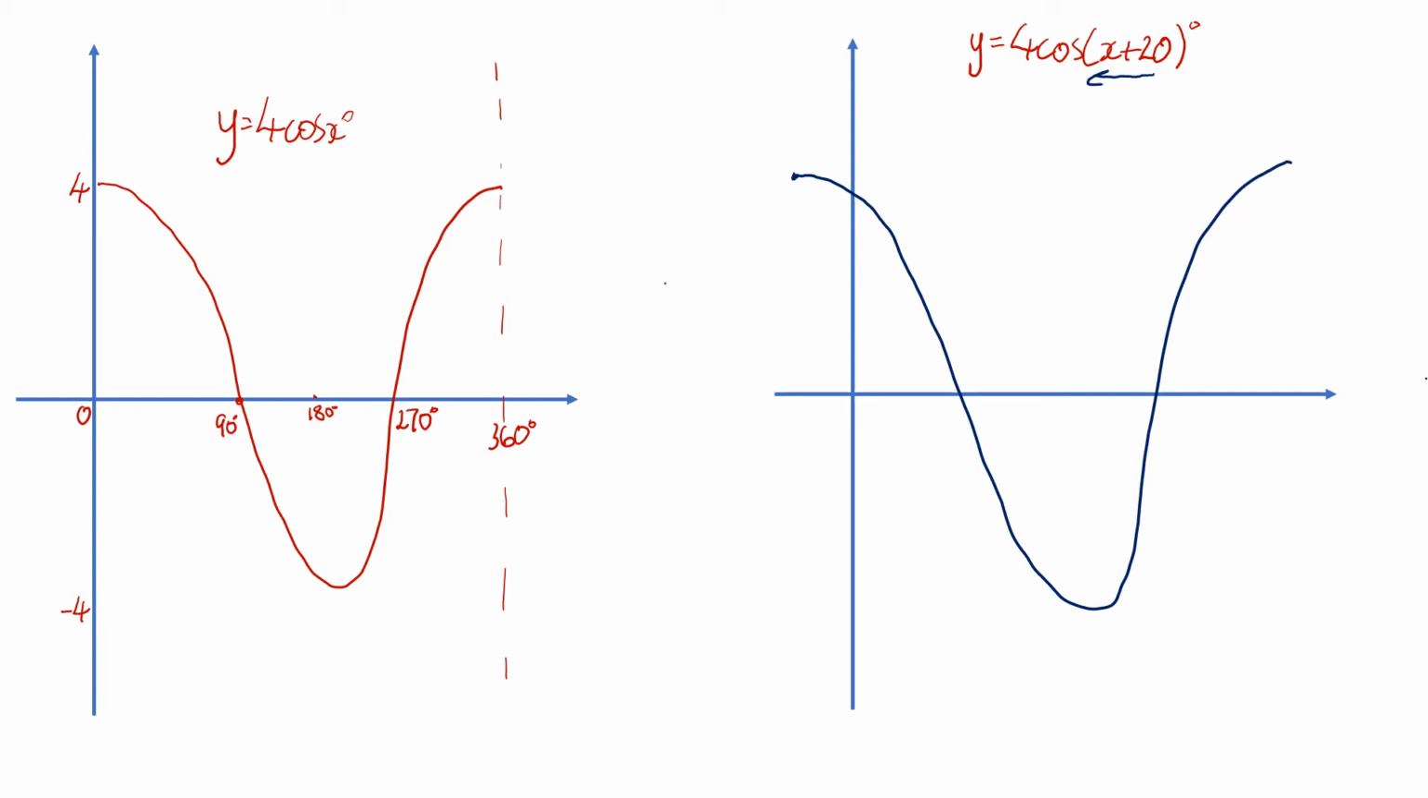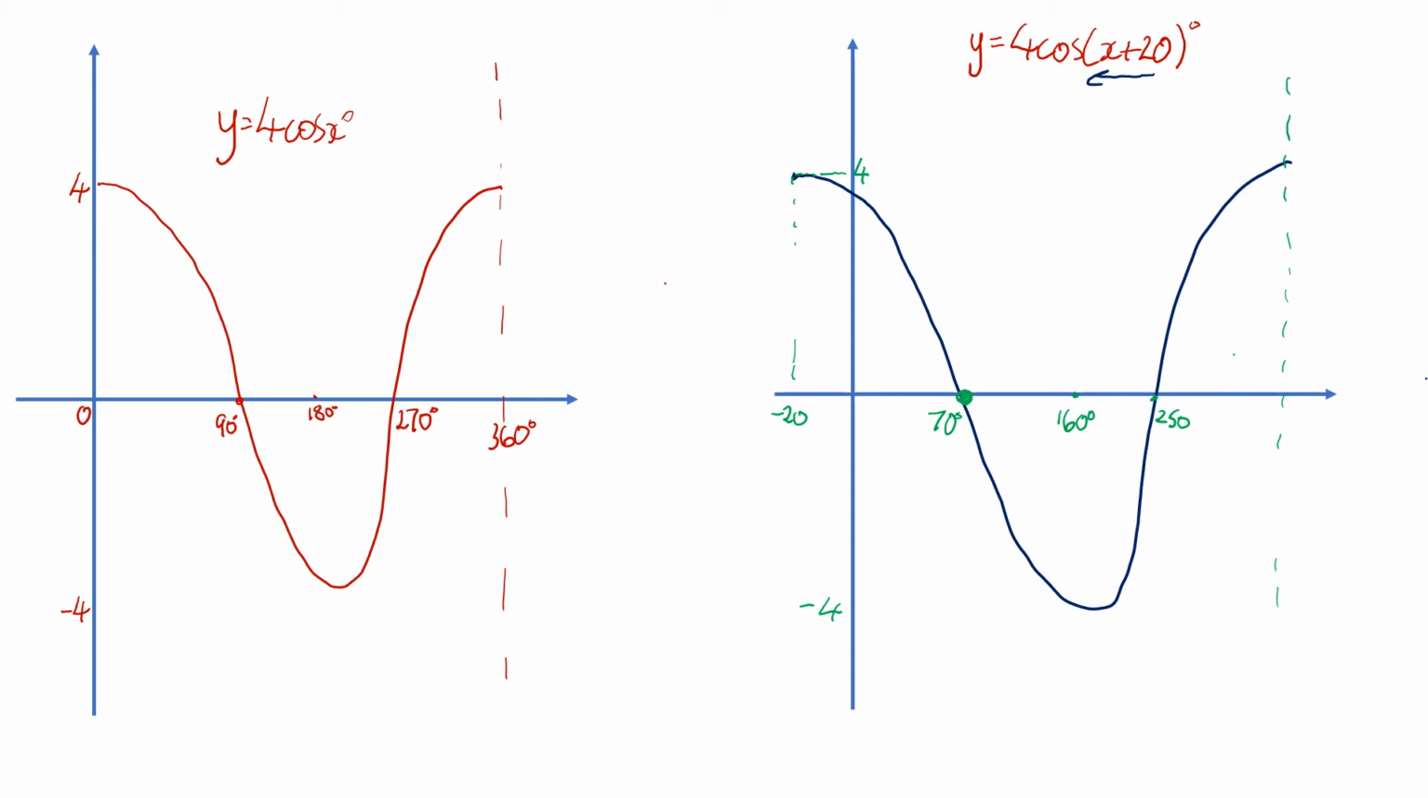And I'll just mark at this point here was minus 20. So this point here, this maximum point here, would be 4. This point here wouldn't be 90, it'd be 20 degrees back, 70. This point here would be minus 4. This point here would be 160, 20 degrees back, 250.